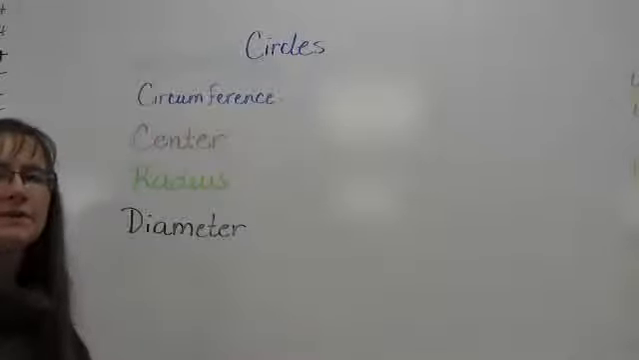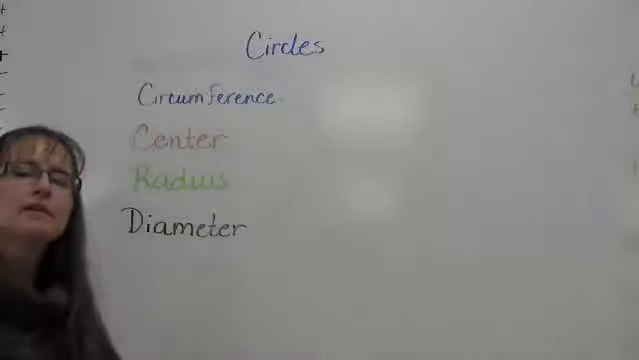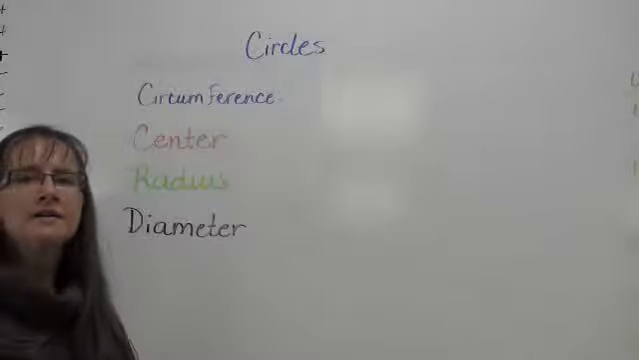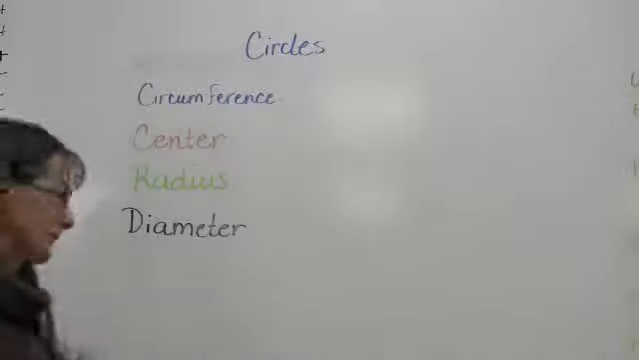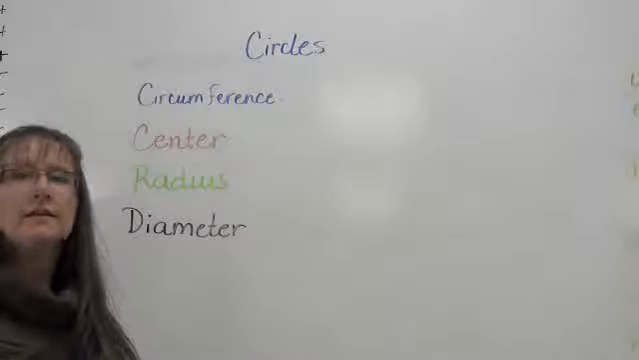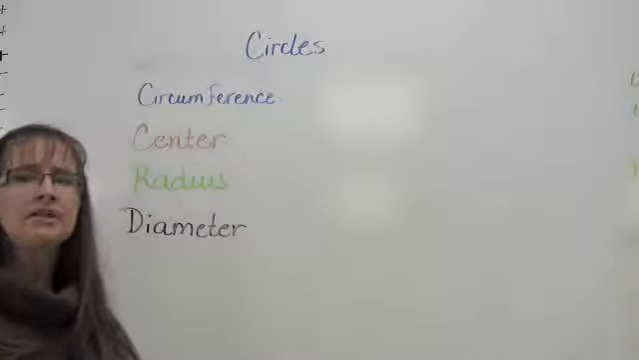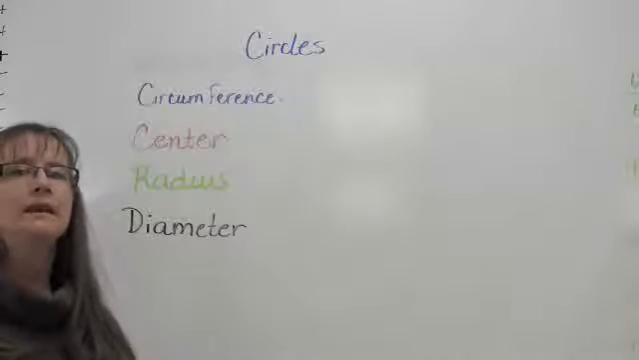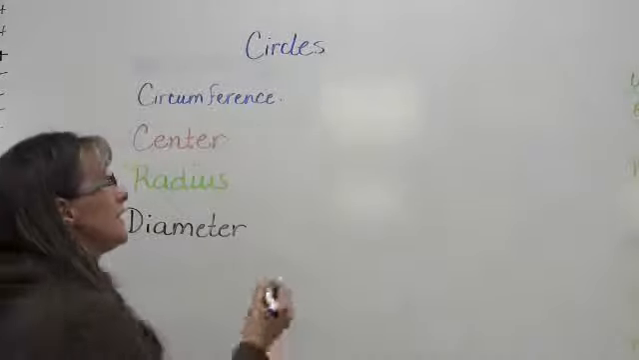Okay, today we are going to be learning about circles, and before we get started, we're going to go ahead and review some of our vocab words that we've learned over the years. The first vocab word would be the circumference. Remember that circumference is just simply the distance around the outside of the circle.